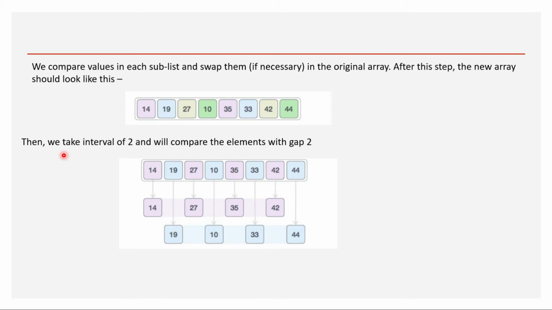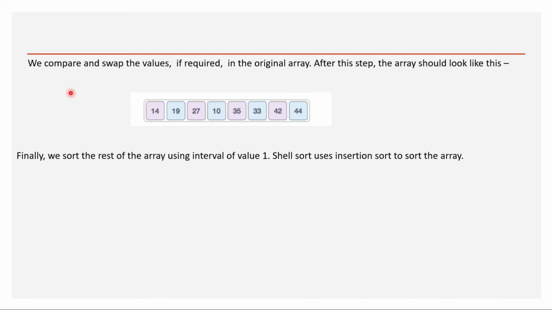After that, we take an interval of 2 and we will compare the elements with gap 2 as shown in the picture below. We compare and swap the values if required in the original array. After this step, the array should look like this as shown below: 14, 19, 27, 10, 35, 33, 42, and 44.